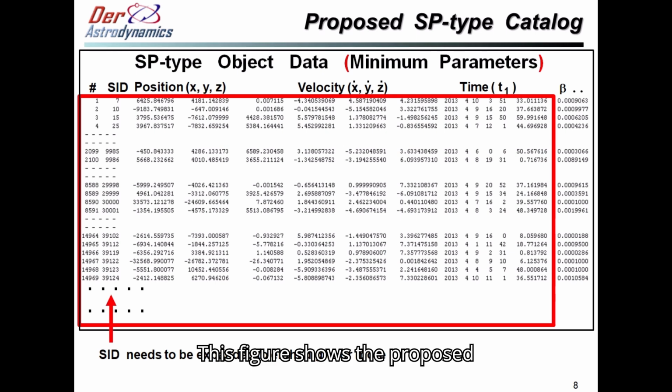This figure shows the proposed unclassified SP-type commercial space catalog. Number of objects, SID, position vector, velocity vector, time. These parameters can be reordered if desired. Minimum parameters are displayed in a red box. SID may be 8 digits or more. Additional parameters may be state covariance matrix, track terms, among others.